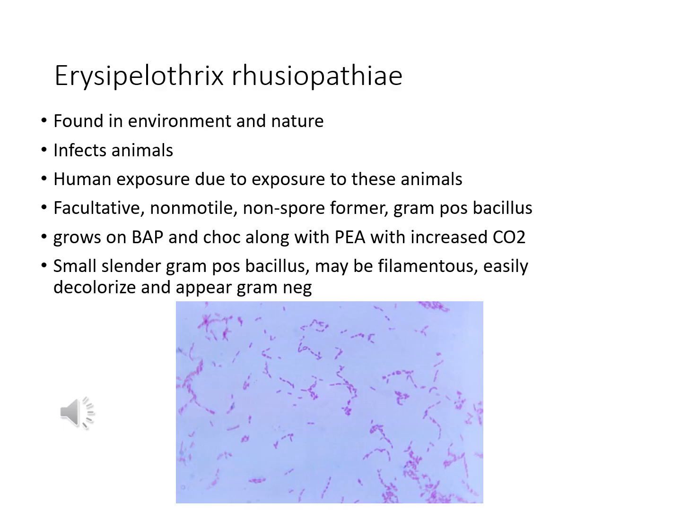It grows on blood and chocolate agars, along with PEA, as long as it is with an increase of carbon dioxide. This will be a small, slender, gram-positive bacillus, maybe looking a little filamentous. It is easily decolorized and can appear gram-negative though. So that is when you hopefully will get some notation from the ordering physician. So you will know to adjust your gram stain procedure to maybe let it sit a little bit longer for it to absorb and be able to show that it is actually gram-positive.